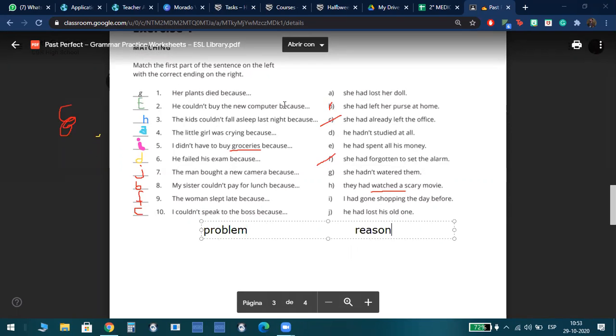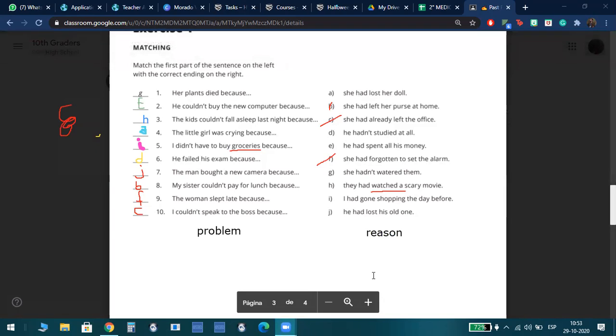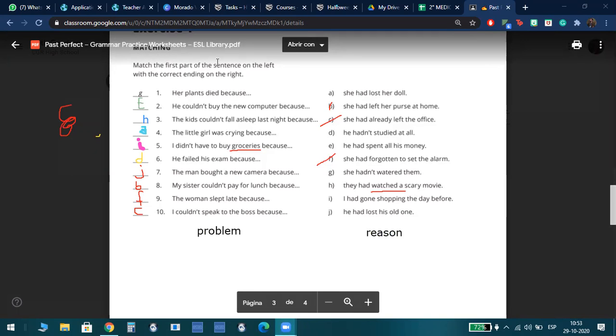Okay, thank you. So we have a problem and then we have a reason. I'm going to write here a problem, and then I'm going to write here, reason. Which of them is the past simple? The past simple, the problem or the reason? The problem. Yes, the problem is the past simple, always.